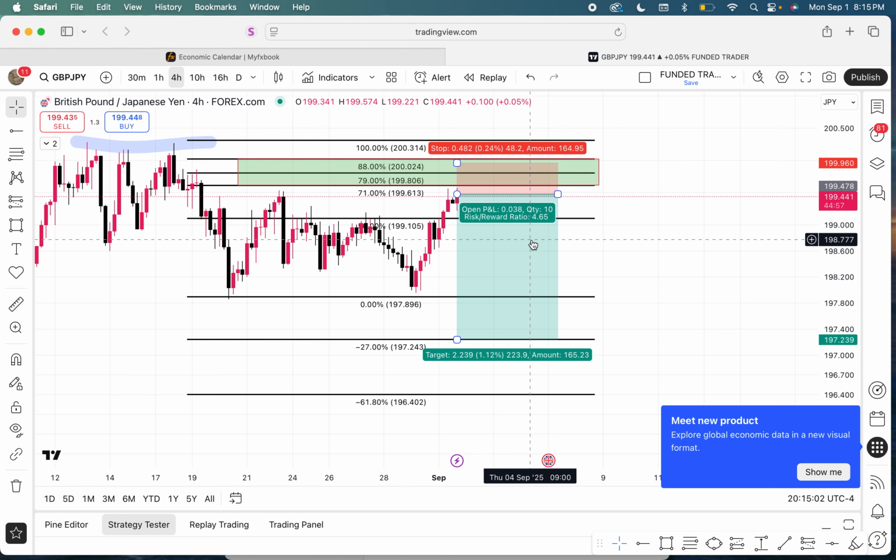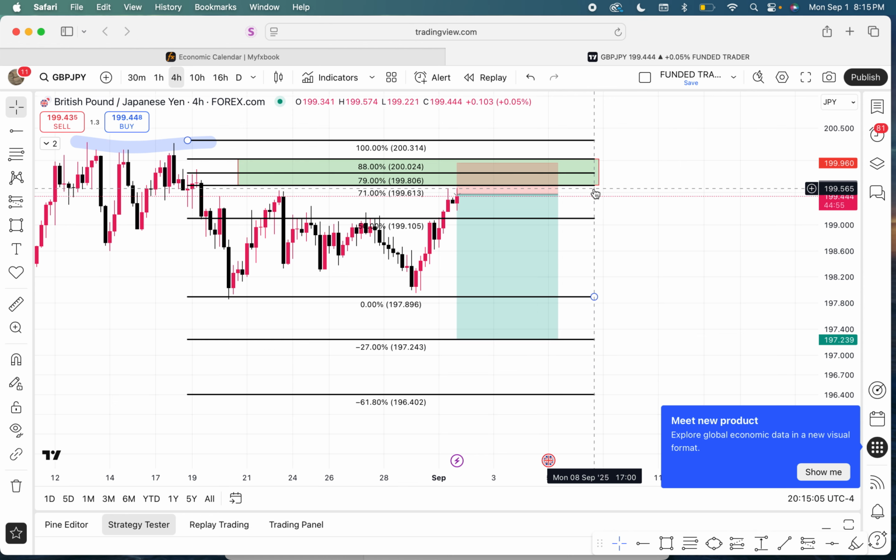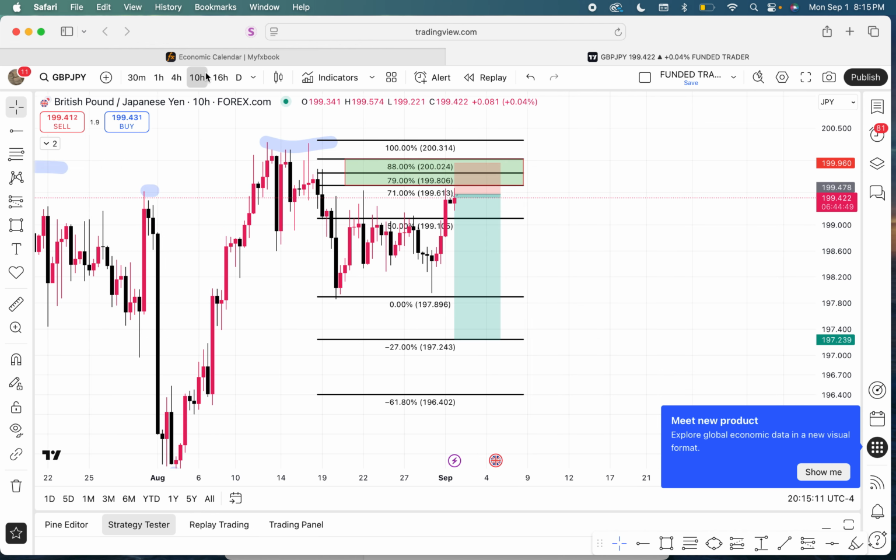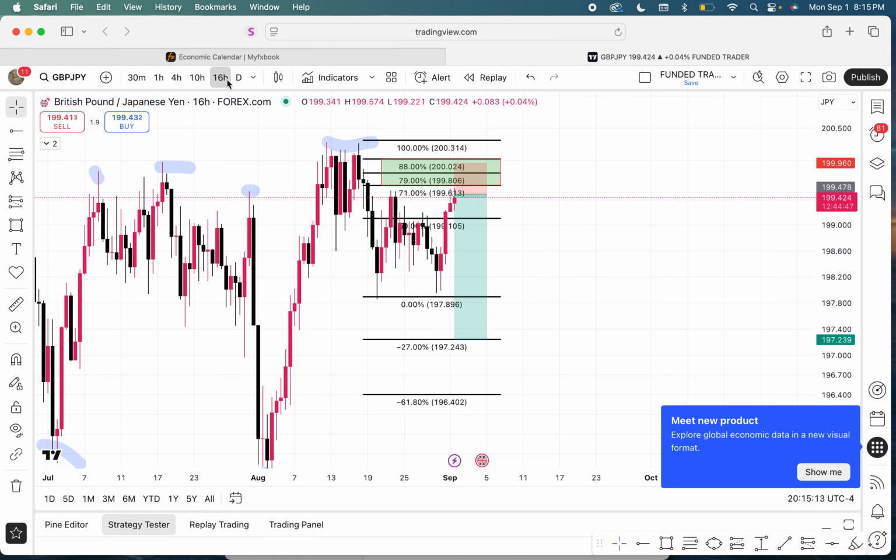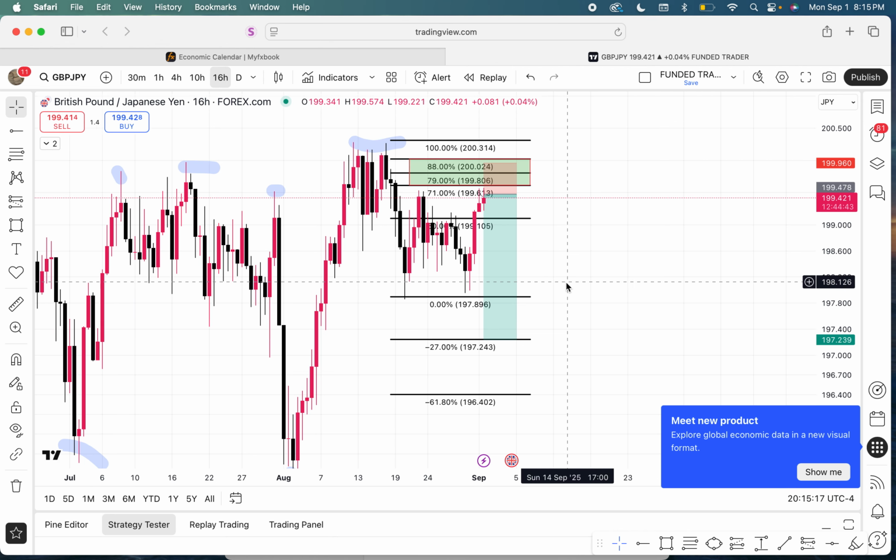And that risk to reward is 1 to 4.65. That's a good risk to reward, honestly. 1 to 3 is always what you should shoot for. You risk 1% to get 3%. So I think that's a good trade. I do.